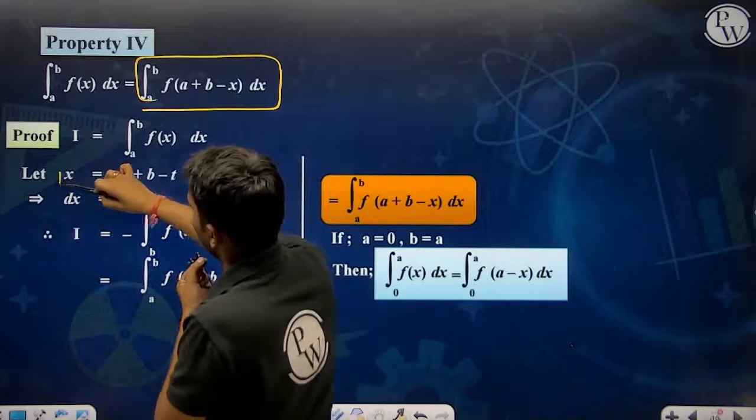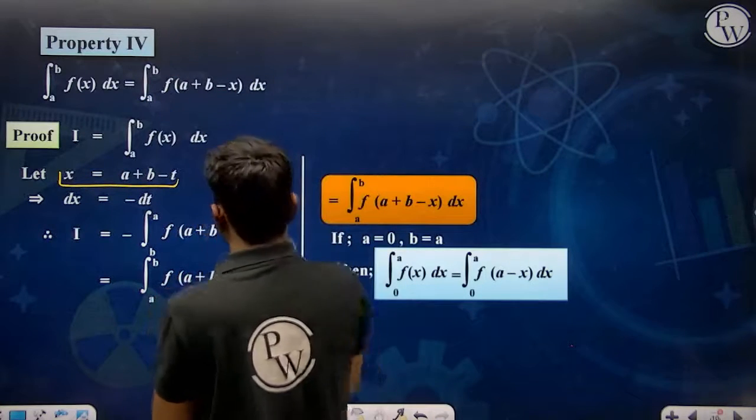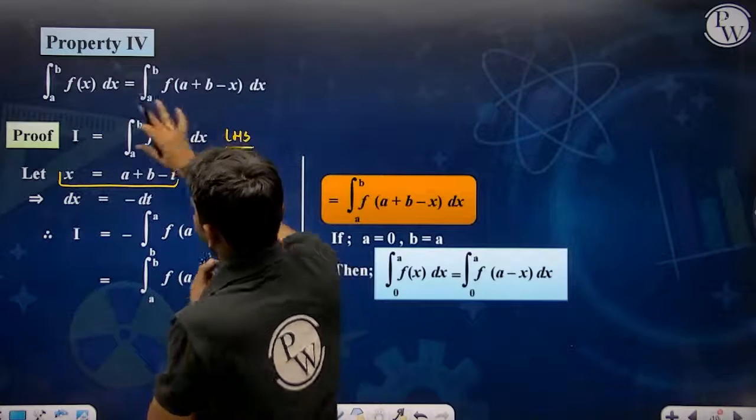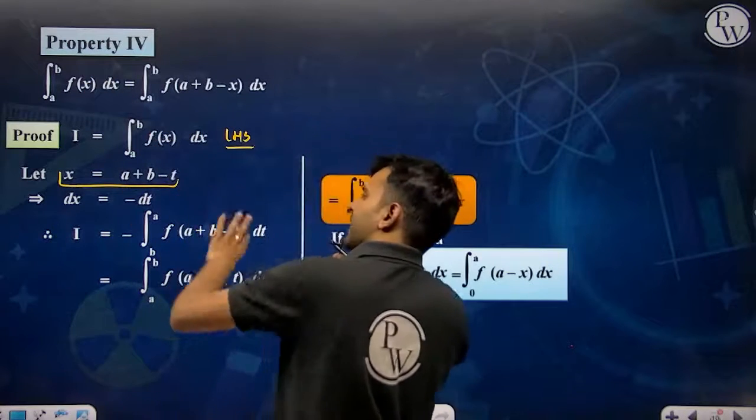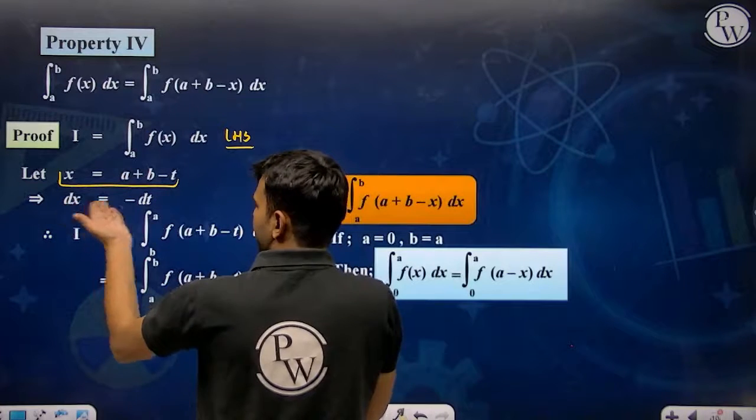So the moment we assume, or we can do what? We can take the left hand side. Let's say we have taken the left hand side. This is the left hand side. Now here we have assumed x as a plus b minus t, let's say. So we can write down, a and b are constants, so dx is going to be minus dt.